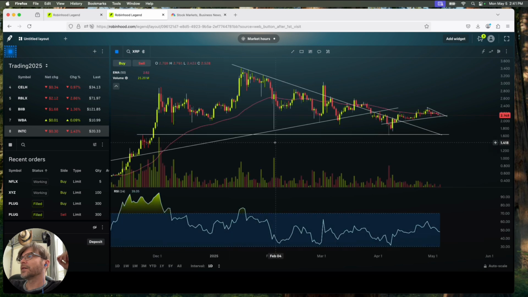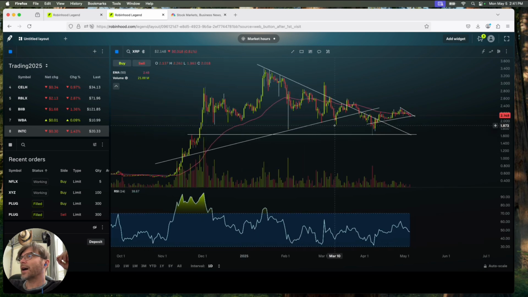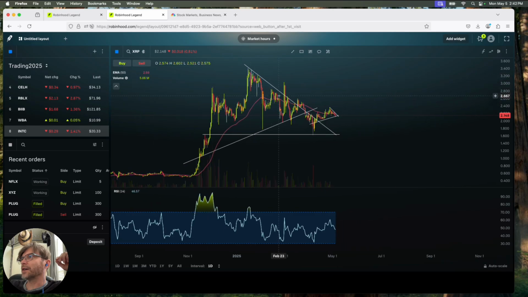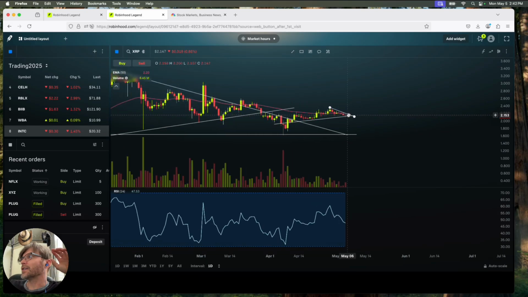XRP, look at this. I drew this wedge pattern a long time ago. These are, again, daily candles, each one of these. I drew it a long time ago, but it has since broken out. It's broken out, and it kind of looks like a bullish consolidation, even though, again, it's nearing the end of this wedge pattern.